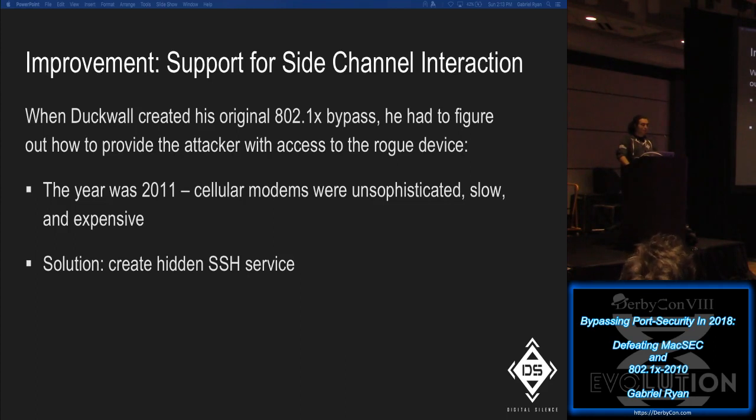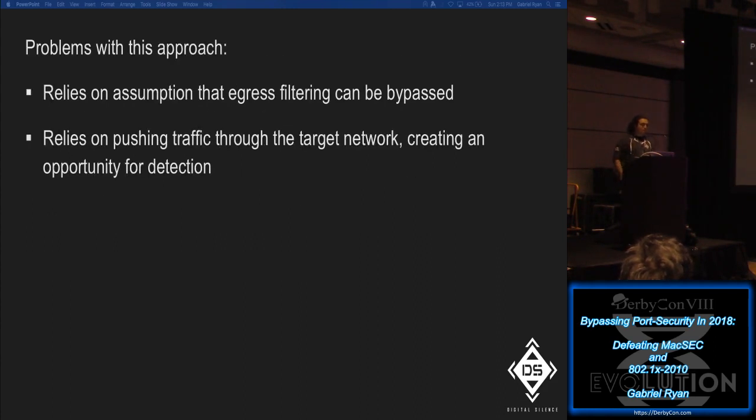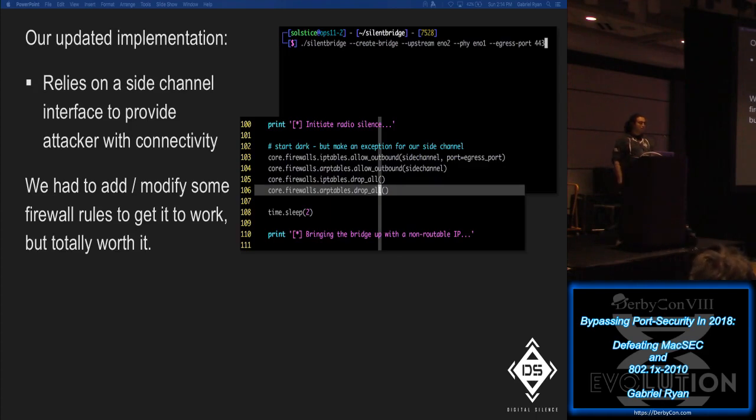We also mentioned that we had to rely on outgoing SSH tunnels for side channel interaction. Remember, this was 2011 when Duckwall's bypass came out. Cellular modems were pretty unsophisticated. They were slow and expensive. So the solution was to rely on SSH. There are a couple of problems with this approach. The first is that it relies on the assumption that egress filtering can be bypassed, which is not always the case, although with a lot of determination it's usually possible. The other problem is that it relies on pushing traffic through the target network, which creates an opportunity for detection. In our updated implementation, I modified some of the firewall rules to get this to work, and I've made it so you can use a side channel interface to provide connectivity to the device.